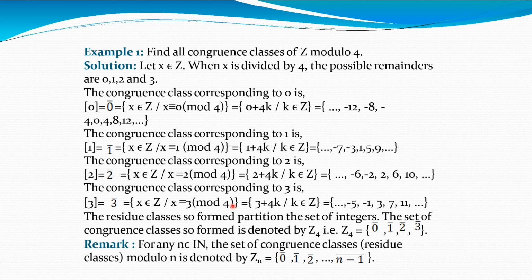Now similar to this, for modulo 4, for any natural number n, the set of congruence classes, that is residue classes modulo n, is denoted by Zn, and it contains the elements 0 bar, 1 bar, 2 bar and so on, up to n minus 1 bar.